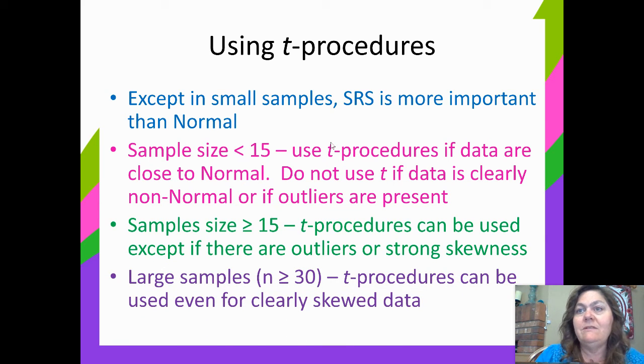And then, of course, once it is greater than 30, it can be used even if your data set is clearly skewed. That doesn't matter. We've looked at that in previous chapters where when I showed you the CLT, we still end up with a sampling distribution of all of those sample means that goes normal, okay, as long as n is greater than 30.